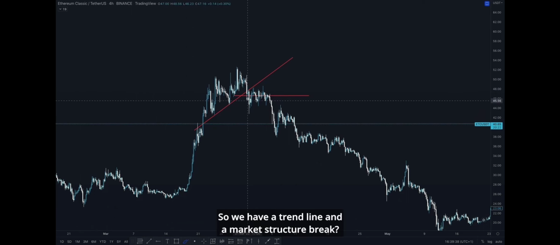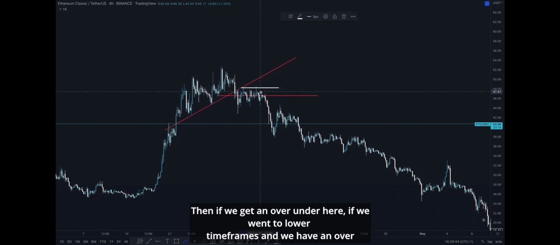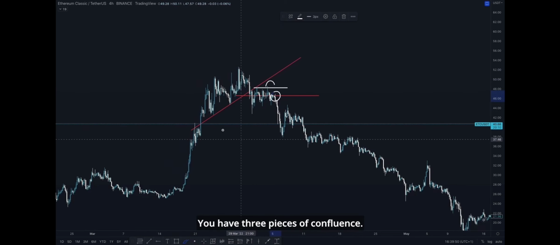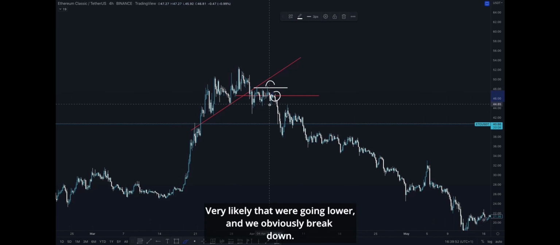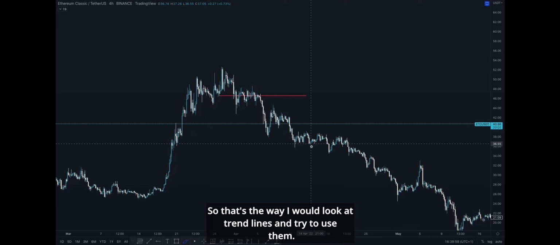So we have a trend line and a market structure break. Great, two pieces of confidence. Then if we went to lower time frames and we get an over-under, we'll load up the boat short then. You have three pieces of confluence. Very likely that we're going lower, and we obviously break that. So that's the way I would look at trend lines and try to use them.